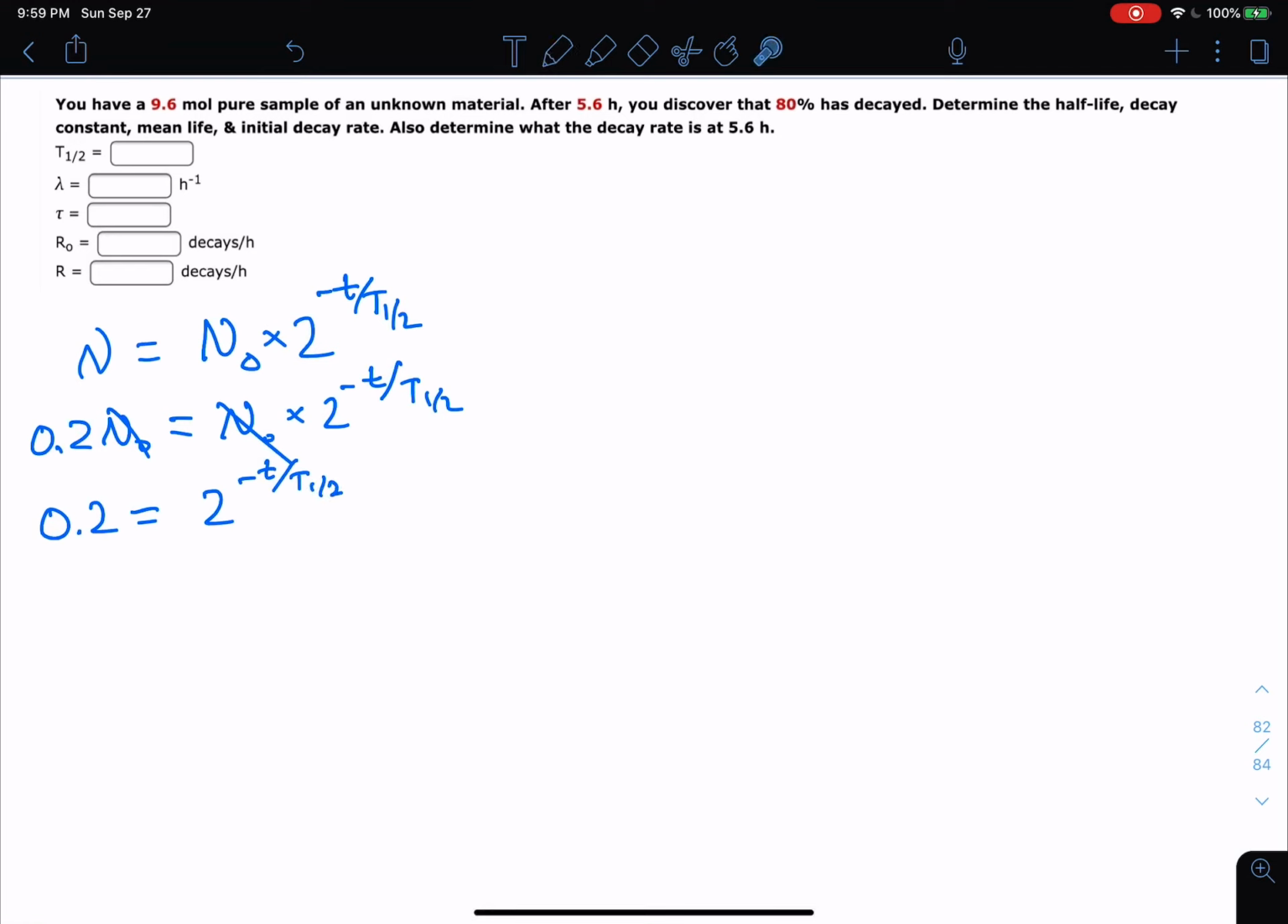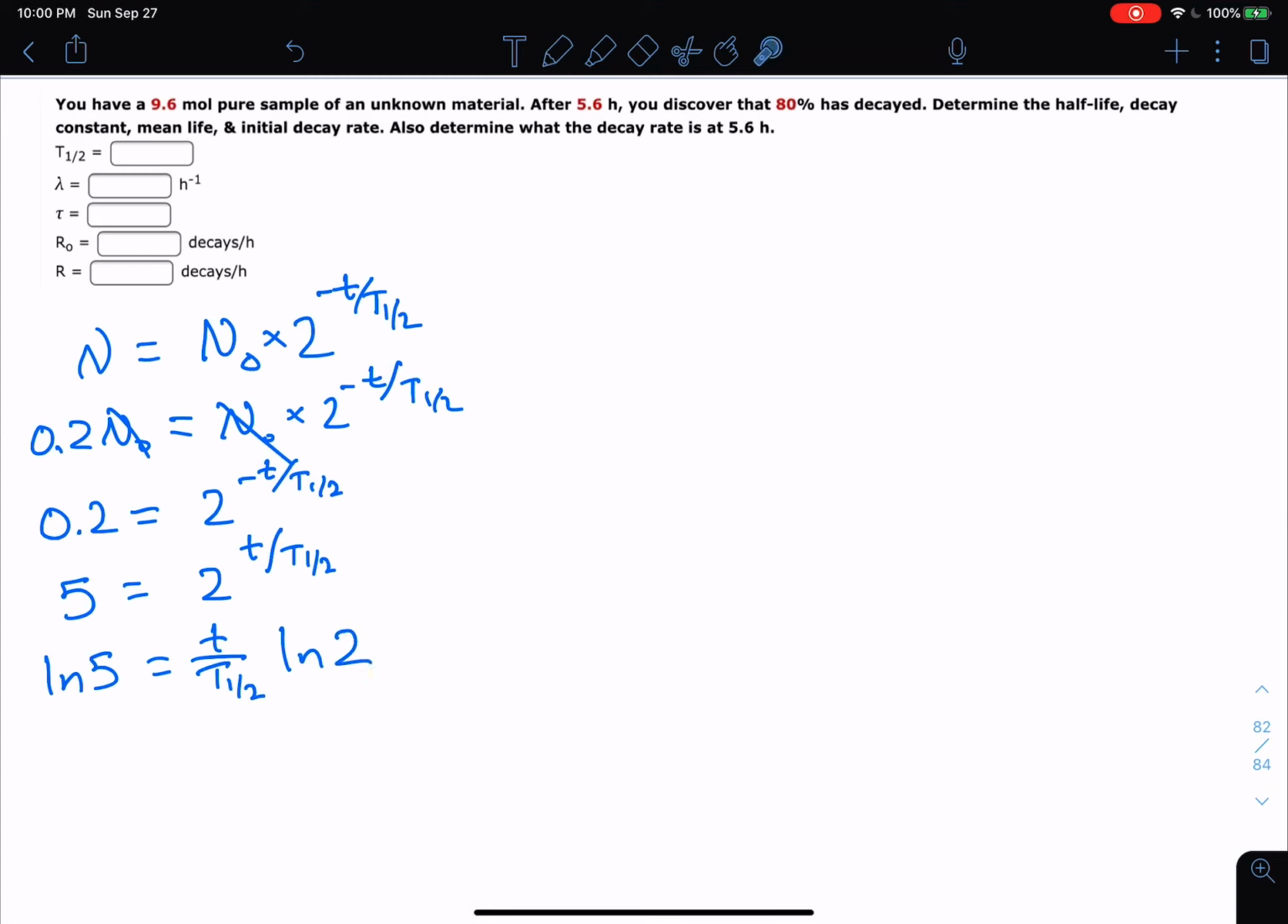What I'm going to do now is take the reciprocal of both sides. So if I take the reciprocal of both sides, 1 divided by 0.2 is just 5. And this just becomes 2 to the positive t over the half-life. You don't have to do this step. This is a personal preference. It just gets rid of the minus sign. Now take the natural log of both sides. So this is the natural log of 5, and this becomes t over the half-life times the natural log of 2.